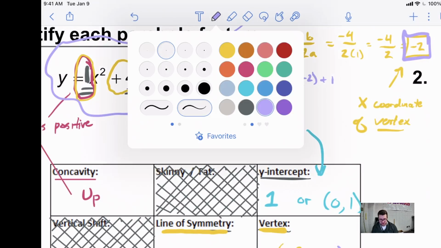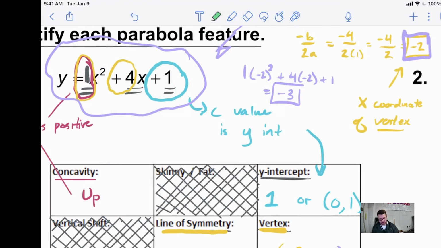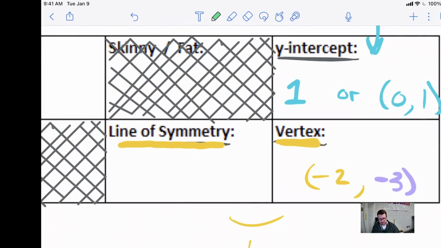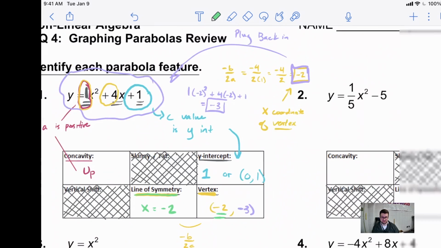Now, like I said before, the line of symmetry and the vertex go hand in hand together, and I absolutely mean that. So coming over here, whenever you want to find your line of symmetry, I normally do this after the vertex, but the line of symmetry is just x equals whatever this number is. So in this situation, x equals -2, and that is your line of symmetry.